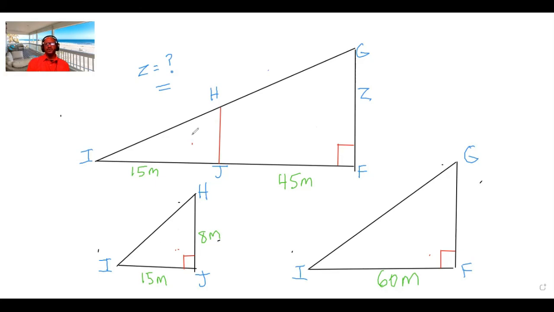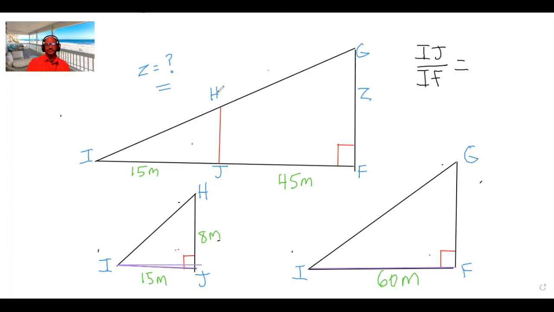It's easier that way. Okay, so the first thing we want to do is go ahead and do IJ. IJ is the bottom one here. What does IJ correspond with? Yes, IF over here. So let's go ahead and write that out. So we said IJ corresponds with IF. Okay, what other ones do we have?